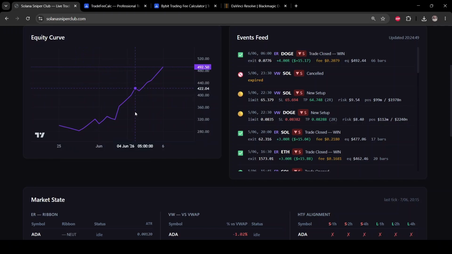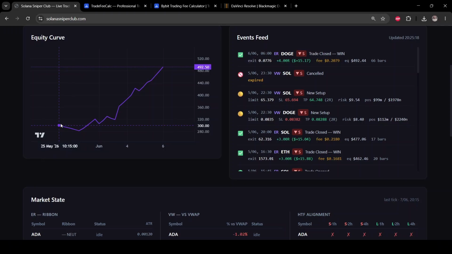You can see it's not a straight line up. We had some losses, and we had 5 losses in a row. This was actually the first 5 trades of the bot. There were 5 losses, okay? But the 2 wins after the 5 losses already recovered all the money lost from the 5 losses, okay?